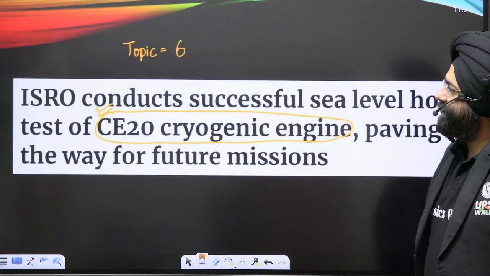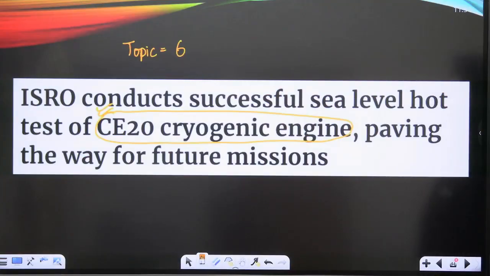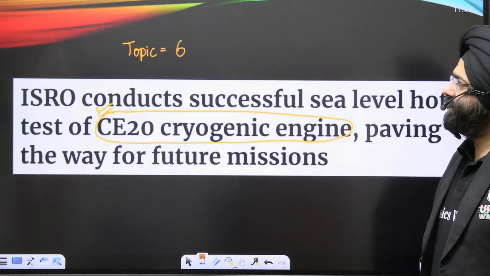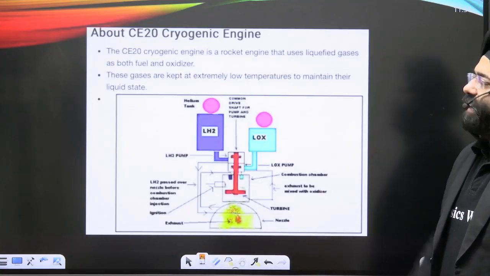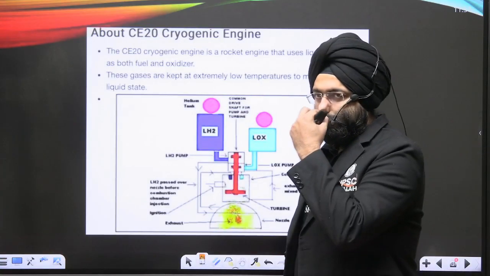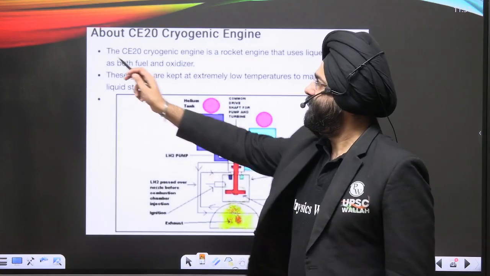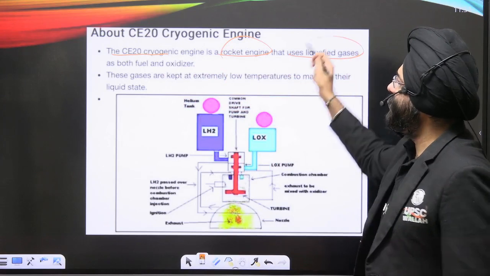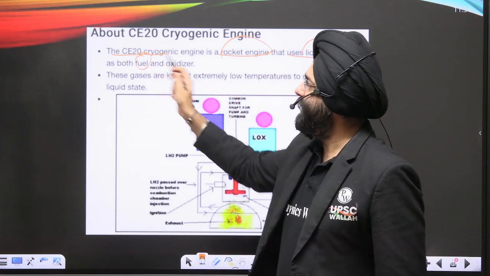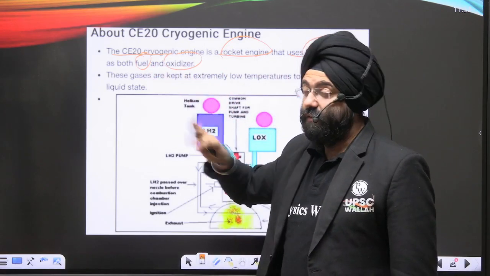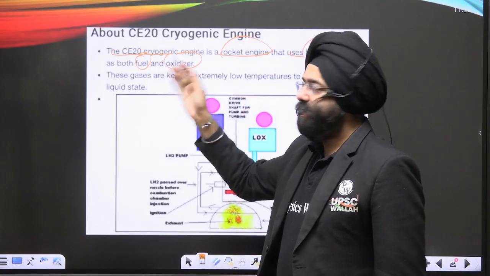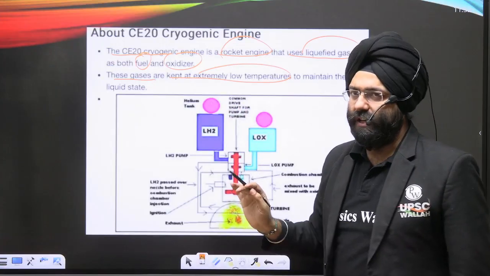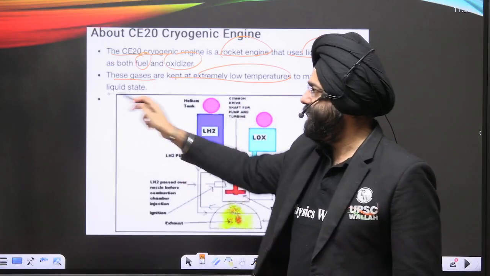Next, topic 6, ISRO conducts successful sea level hot test of CE-20 cryogenic engine. So what is it, please see. The CE-20 cryogenic engine is again indigenously developed by India. It is a rocket engine that uses liquefied gases both as a fuel and as an oxidizer. So liquid fuel is being used as a fuel and also as an oxidizer. These gases are kept at extremely low temperature to keep them in a liquid state.